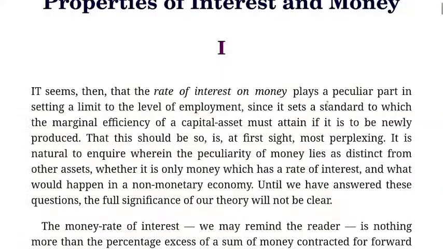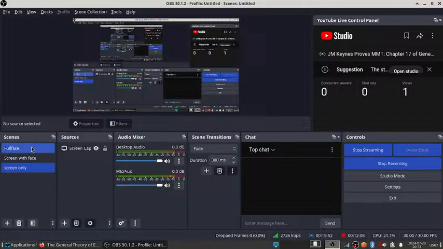The rate of interest on money sets a standard to which the marginal efficiency of a capital asset must attain if it is to be newly produced. So, the goal of capitalism, right, is to buy assets that you can use to make more assets. Now, I would describe it as capital is that which increases the productivity of labor. But you can abstract that away. So you can just think of capital as a good with a price, and you can use those goods to generate things with higher price.